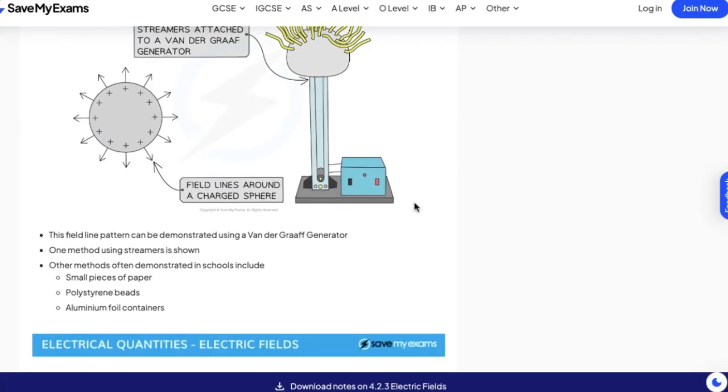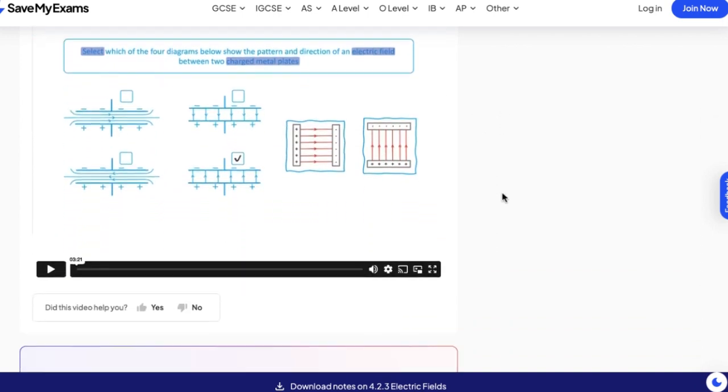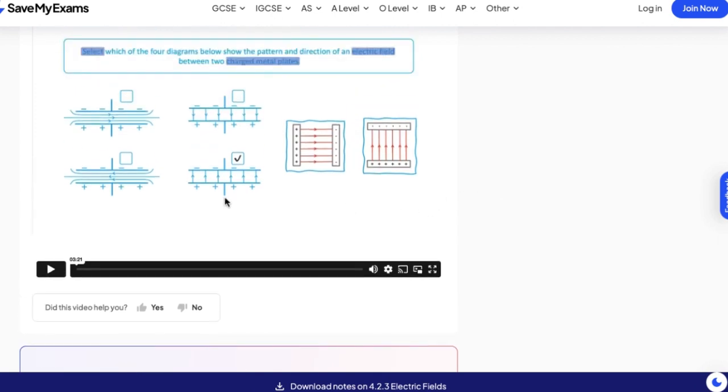Okay, now this field line pattern can be demonstrated using a Van der Graaff generator. This is a Van der Graaff generator to show the pattern of the field lines that are produced. One method uses a streamer, as shown. Okay, so these are just basic things; all we need to do now is to see an example, to see how these fields are related.